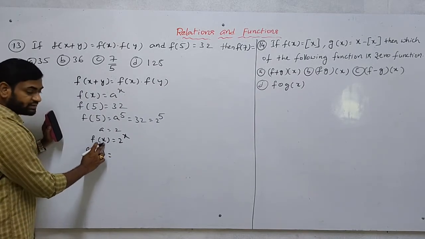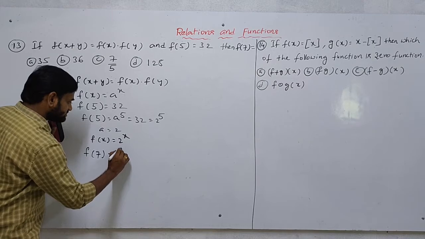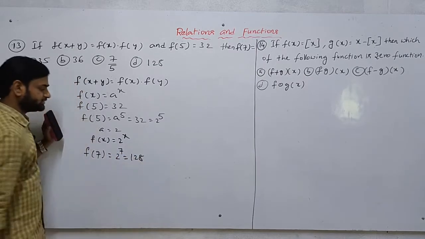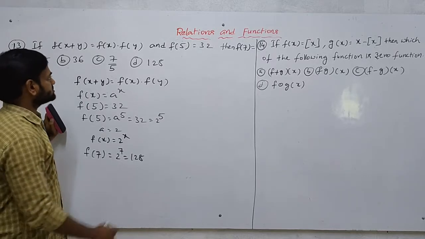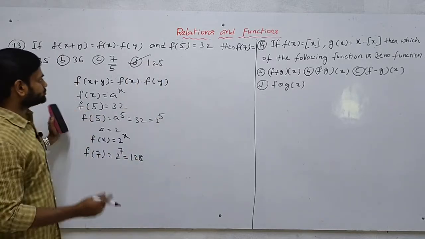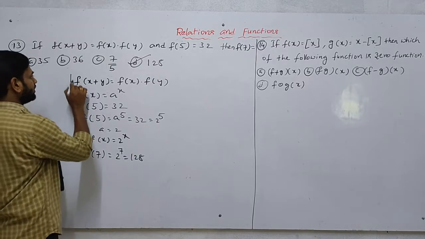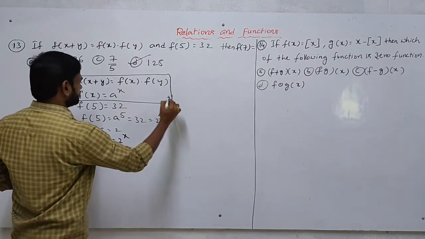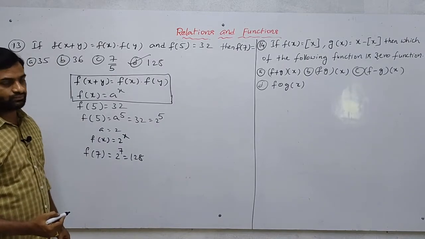That means the x value is 7, that is 2 power 7. 2 power 7 means it is 128. So the answer is D. So what is the format here? If f of x plus y equals f of x into f of y, then f of x equals a power x, we have to choose.